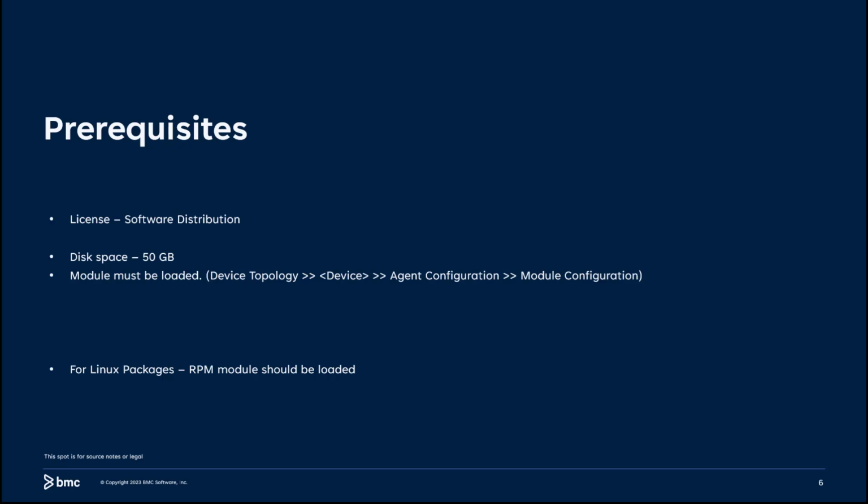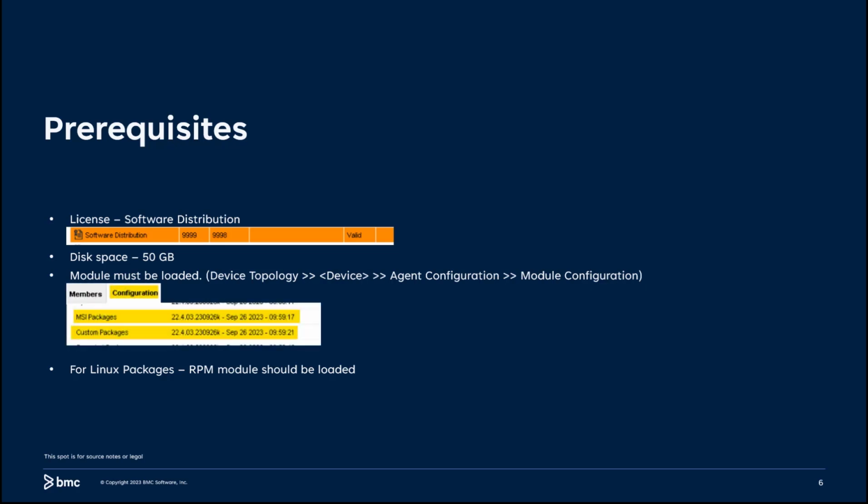Now let's look at the prerequisites that pave the way for a successful package deployment. To use package deployment, a software distribution license is essential. Ensure a minimum disk space of 50 GB, and very importantly, the module for package deployment must be loaded. For Windows operating system, MSI and custom package must be loaded. For Linux operating system, RPM package module must be loaded.